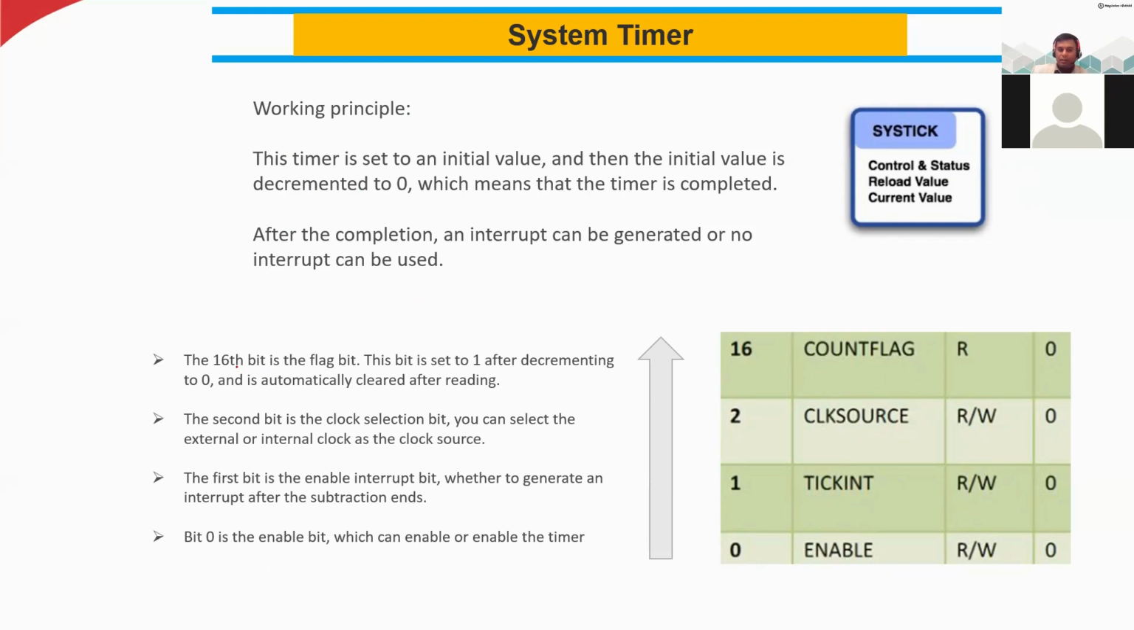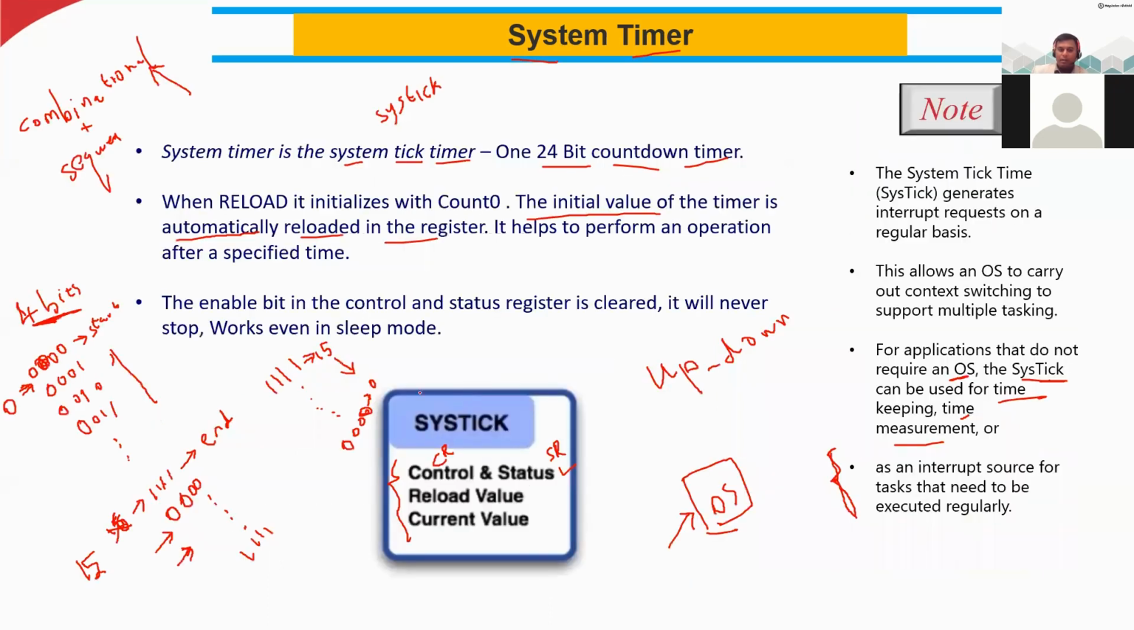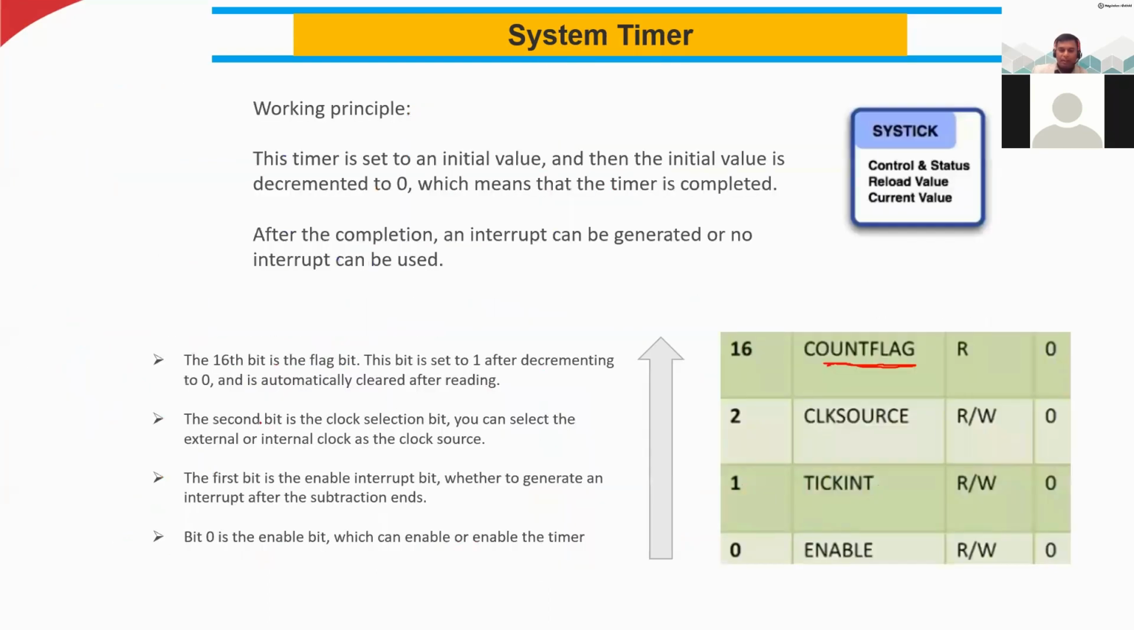The 16th bit is the flag bit, that is what we call the count flag. This bit is set to 1 after decrementing to 0, and it's automatically cleared after reloading. We are talking about the same thing: once it reaches this end value, it will again reload the initial value. The second bit is the clock selection bit. You can select the external or internal clock as the clock source. So you can select which one you want as the clock source for the timer.